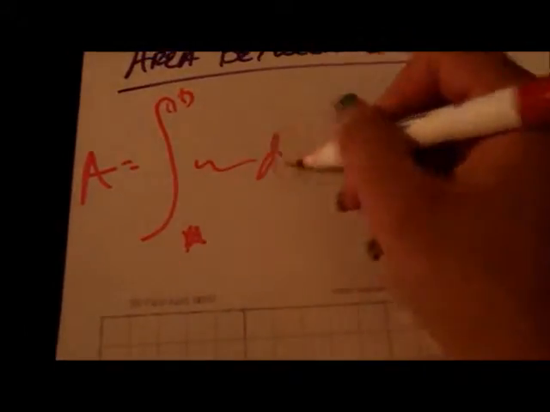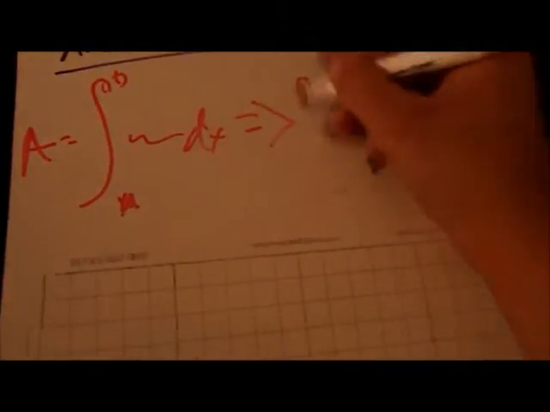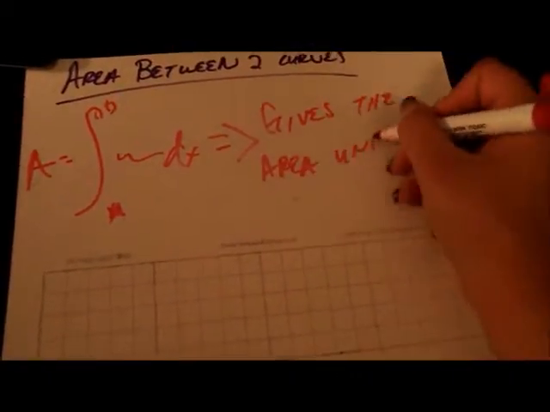The area between two curves is found using a definite integral, which gives you the area underneath the curve. Therefore, the area between two curves is the difference of the area.